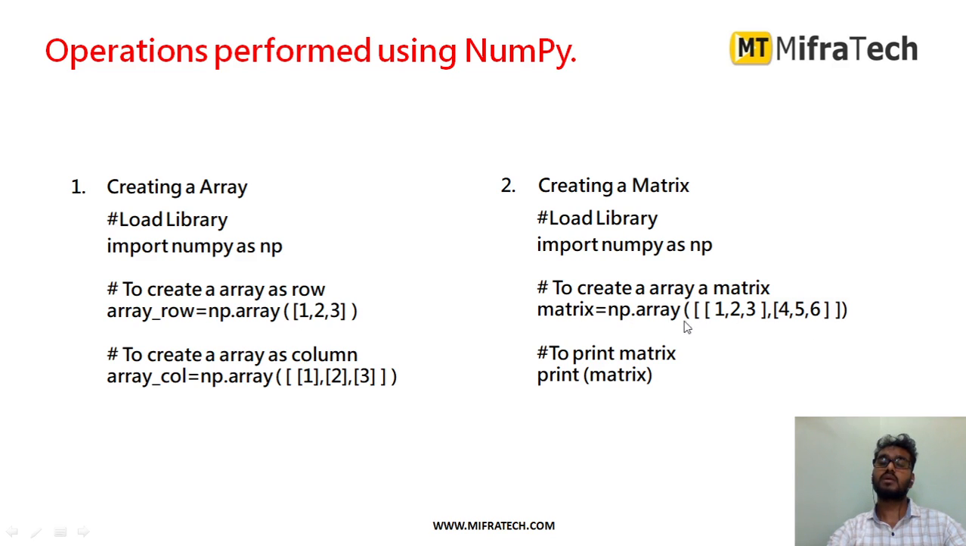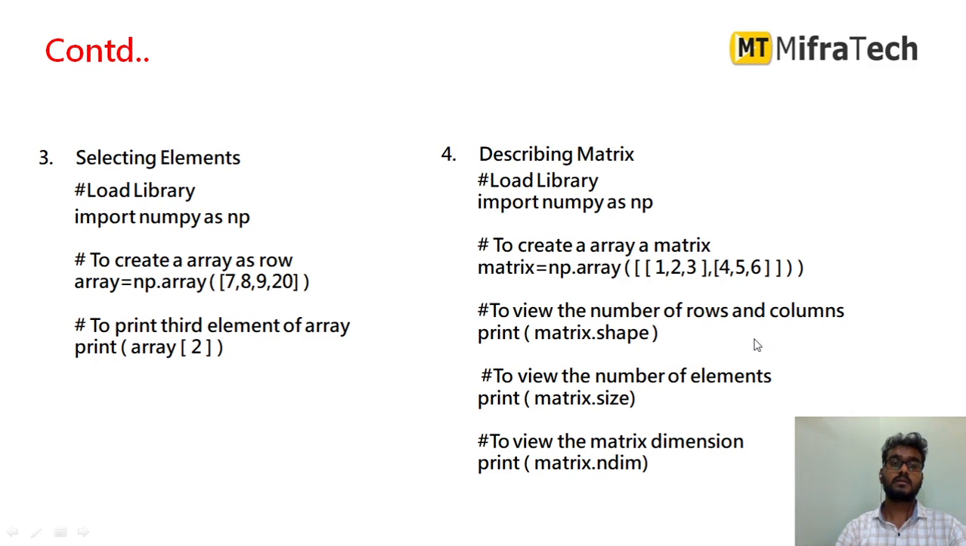The matrix that we created is stored in a variable called matrix. If I print the matrix, I am going to get the output in the form of a matrix, like 1 2 3 in the first row, and 4 5 6 in the second row. So it will be in the form of a 2 cross 3 matrix, that is a 2 rows and 3 columns matrix.